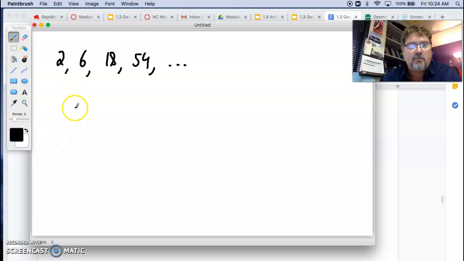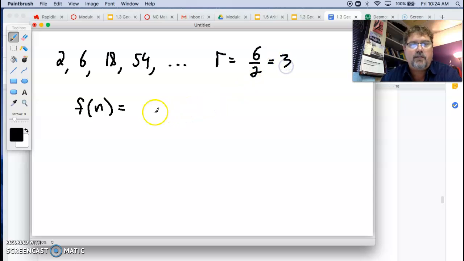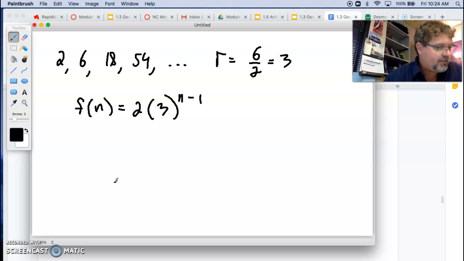All right, so it's going to be pretty simple to write. We're going to write f of n equals. Now we're going to run a quick calculation for r. It's 3. So we have 2 times 3 to the n minus 1. So we come from our table to make light work out of this thing, right? Pretty easy. So if you see a table, you can write it from a table just as easy.